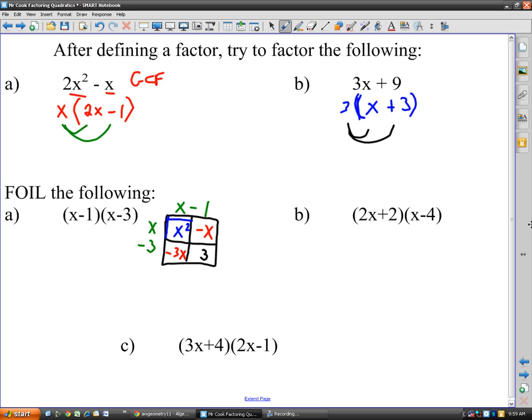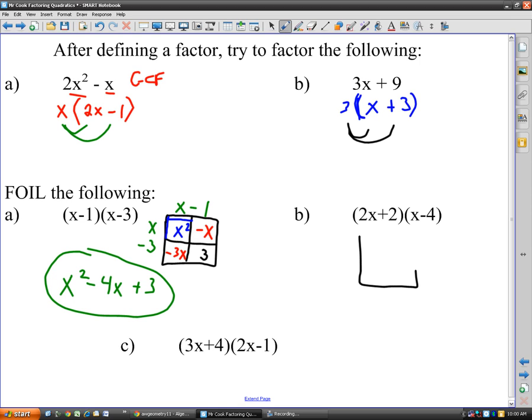will get my final answer of this thing FOILed out, which would be x squared. Now I have negative 3 and negative 1, which is negative 4x, and then it's plus 3, and that is what it means to FOIL it out, and that's all we're trying to do, is multiply these guys together. So you might want to try these on your own to see if you can do these. I'm going to do the next one with an area model also, and it shouldn't be any different.